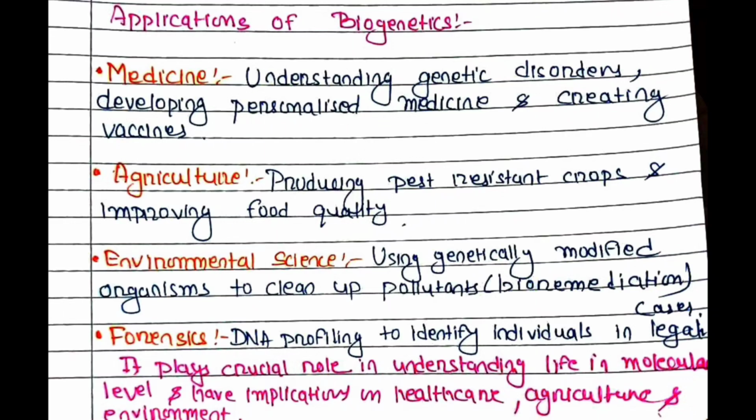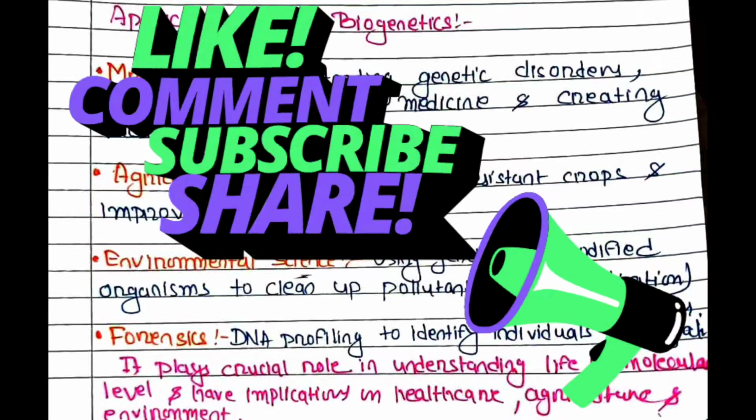So nowadays there are various applications of biogenetics all over the world. Biogenetics plays a crucial role in understanding life at the molecular level. It gives us an idea about life at the molecular level, and it has implications in healthcare, agriculture and the environment too. So it is of great use nowadays. This is all about biogenetics.